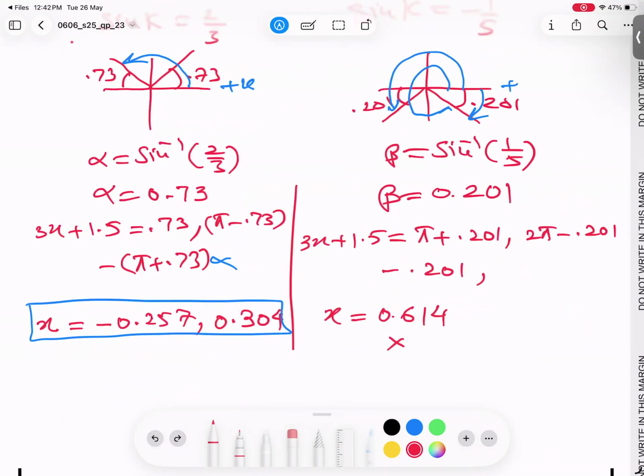So I will go for this one now, the last answer. When I check this one, negative 0.201, and this will subtract, so minus 1.5 and divided by 3. My answer is negative 0.567. This is also out of range, so we have two answers only in range. Alhamdulillah. I hope the concept of the question is very clear.